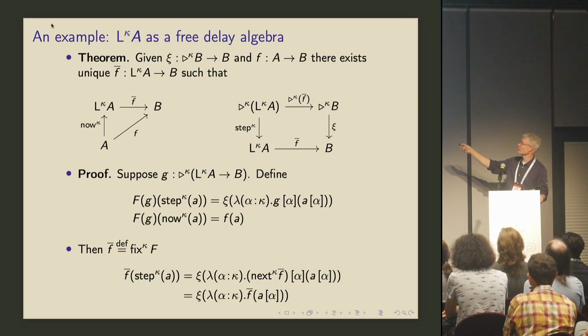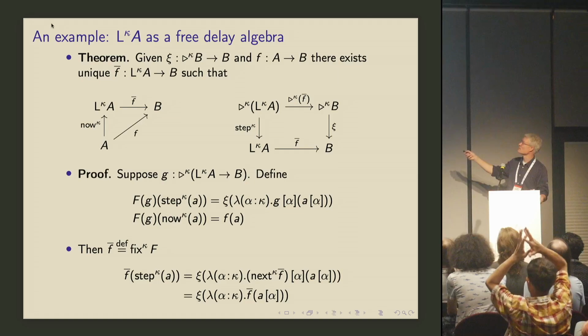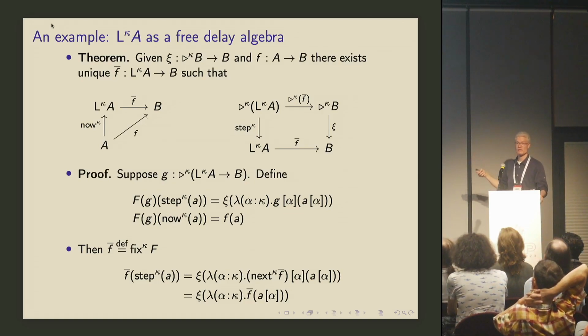So this is also a delay algebra because there's a step function like this. And it expresses freeness of this one. It says, whenever you have a function f from A to B, I can extend it to a function from L kappa A to B. So this is the extension property, which is a homomorphism of delay algebras, which just means that this equation is satisfied.